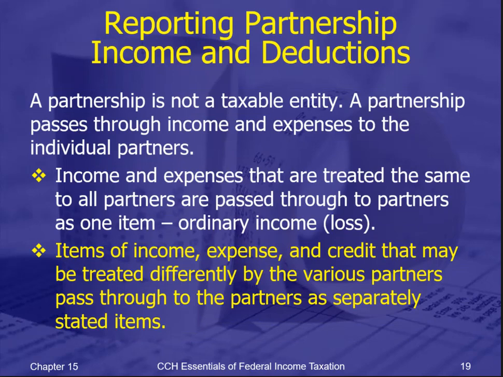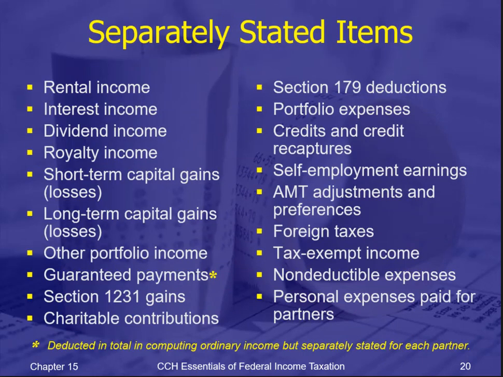Now, there are items of income, expense, and credit that are treated differently, meaning that they have special rules, and we've learned a whole bunch of stuff in the first 12 chapters of our textbook that indicate there are special rules for lots of different items, and you'll recognize some of these as we look at the list of separately stated items. These are the items that have to be broken out from the regular business income, and this is because they are treated differently depending on who the tax partner is.